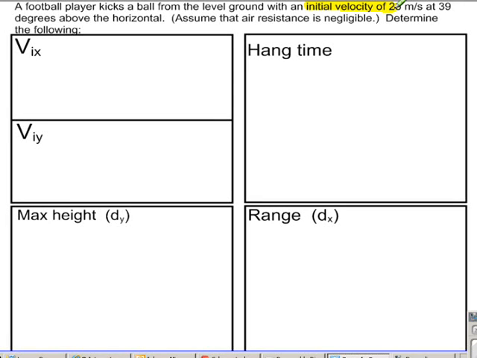Alright, in this video we're going to deal with a couple of problems from a recent homework assignment dealing with projectiles launched at various angles. So in this first one we have a football player kicking a ball from level ground at 25 meters per second at a 39-degree angle.